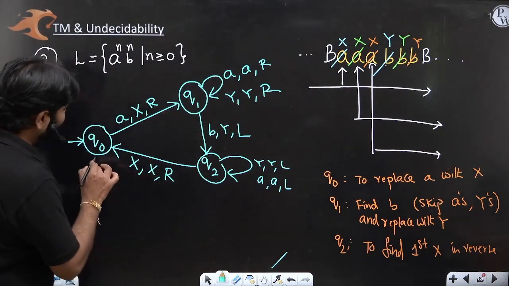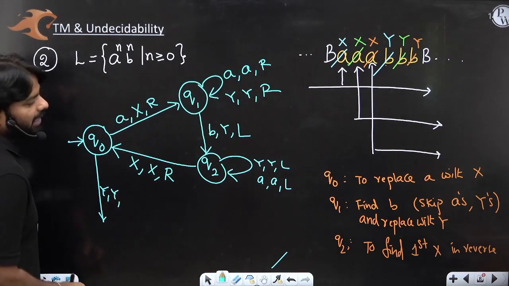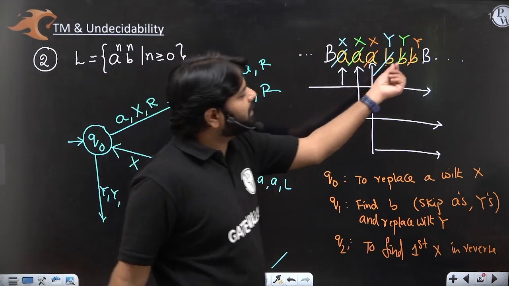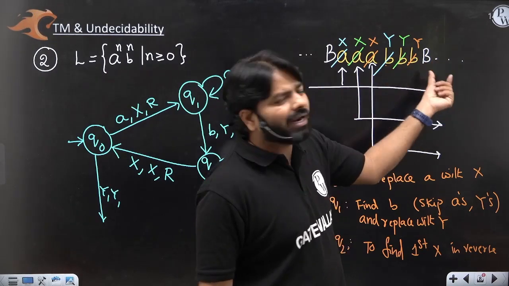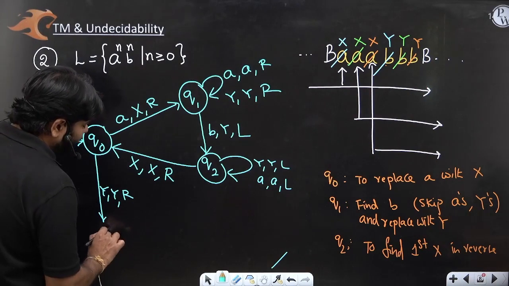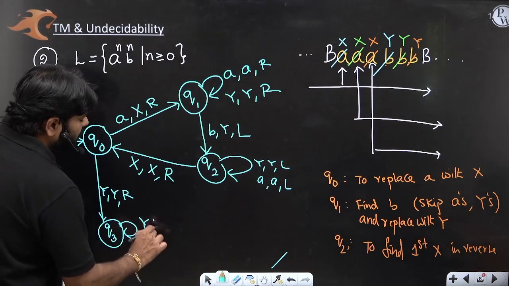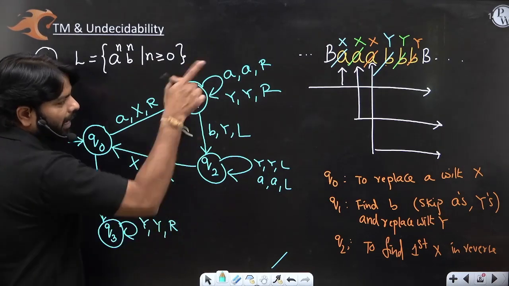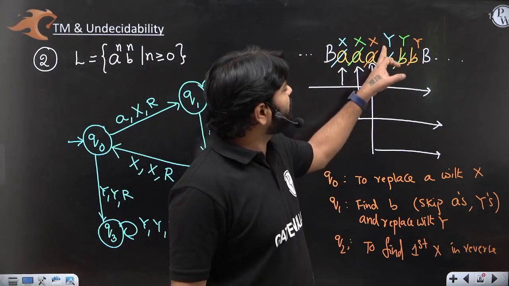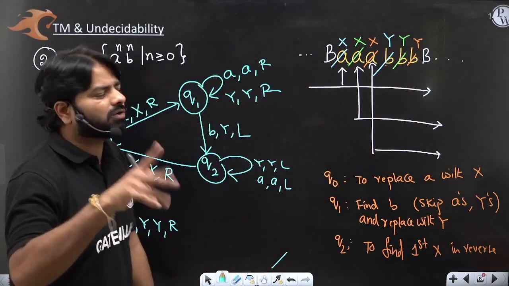Now when Q0 sees the Y, it knows that all the A's are done, but we don't know about the B's. Small b's might be left. You should check that. So now move right and go to some state. If there are only Y's, you skip them and should reach the blank. If you reach the blank after skipping all the Y's, then the number of B's is equal to the number of A's.